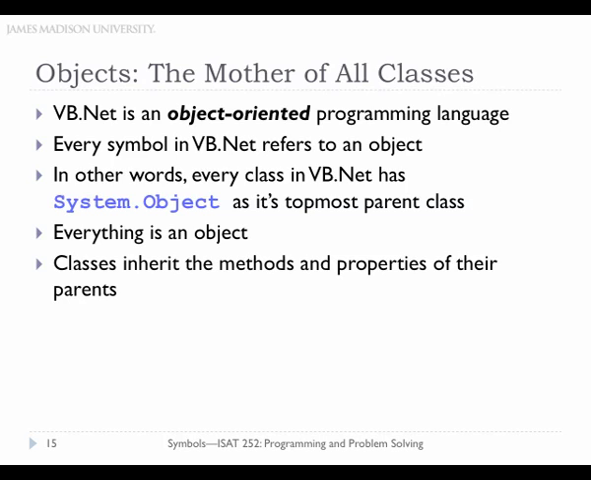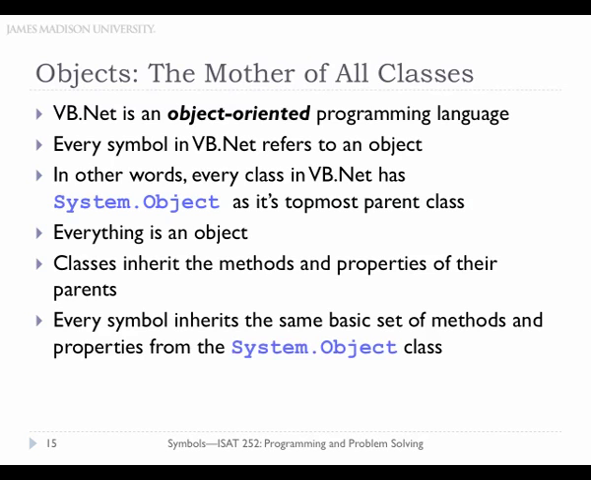Classes inherit the methods and properties of their parents. We'll talk about properties and methods in a second. And every symbol inherits the same basic set of methods and properties from the System.Object class. If you take a look at System.Object in the MSDN library, you'll see that it only has a very few methods associated with it and no properties. One of them is the toString method, which will give you a string representation of whatever object you happen to be working with at the time. Now, toString doesn't always give you exactly what you might expect, so you'll need to play around with it when you're writing your programs to see if it gives you something useful.